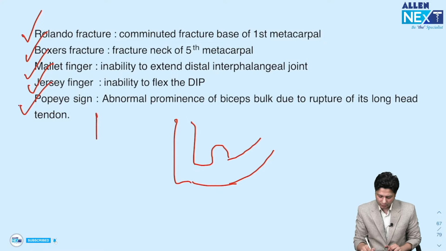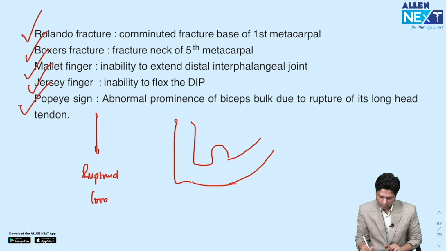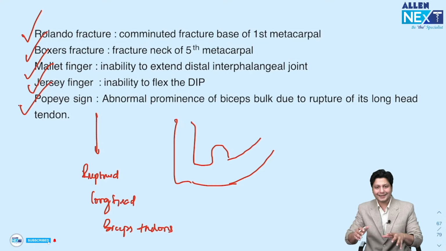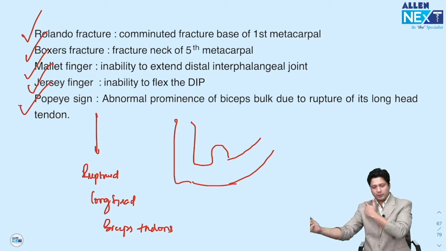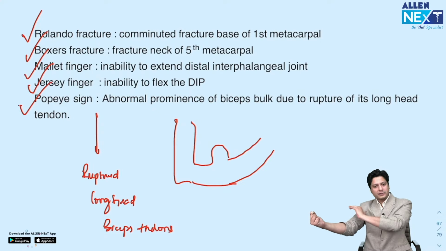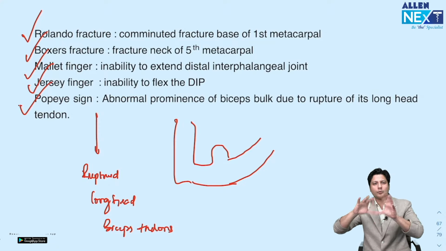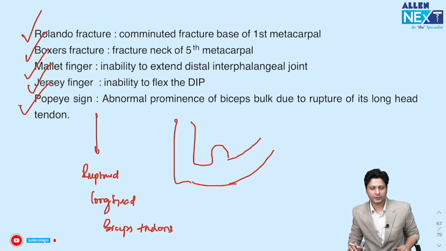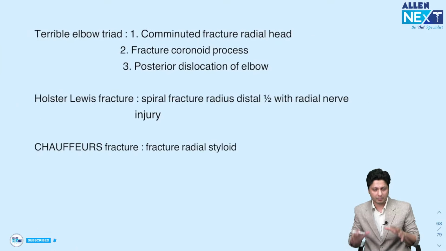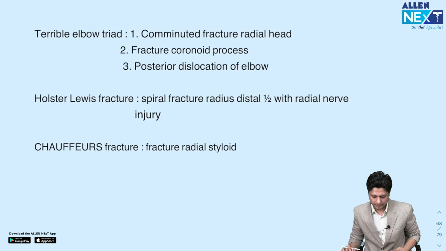It happens in case of ruptured long head of the biceps tendon. If the long head of the biceps tendon is ruptured, the entire biceps muscle gets accumulated in the arm, and when you flex it, there will be an outpouching, an abnormal prominence of this biceps bulk, which is known by the name of Popeye sign.